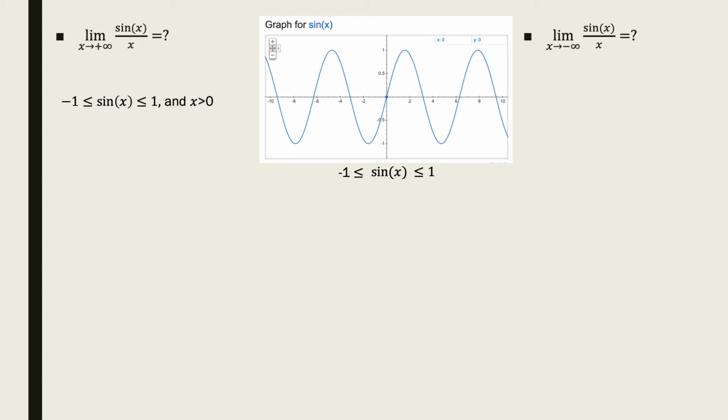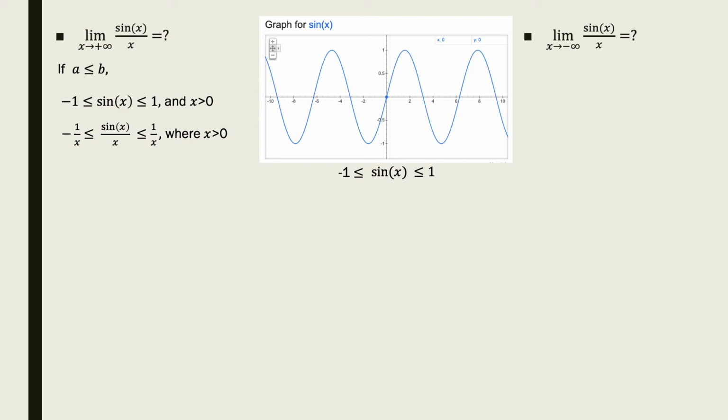As you notice, sine of x is bounded by two constants, -1 and 1. If x is positive, we can divide all three sides of the inequality by x. This division will not change the inequality sign because we're dividing by a positive number.